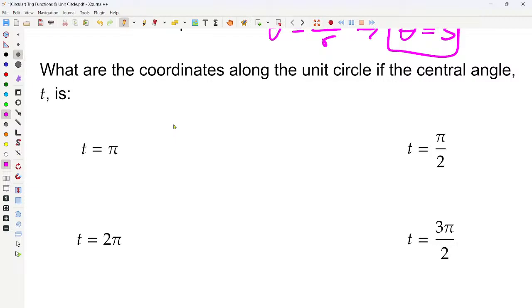What are the coordinates along this unit circle if t, the central angle in radians, because there's no degree measure, is pi?